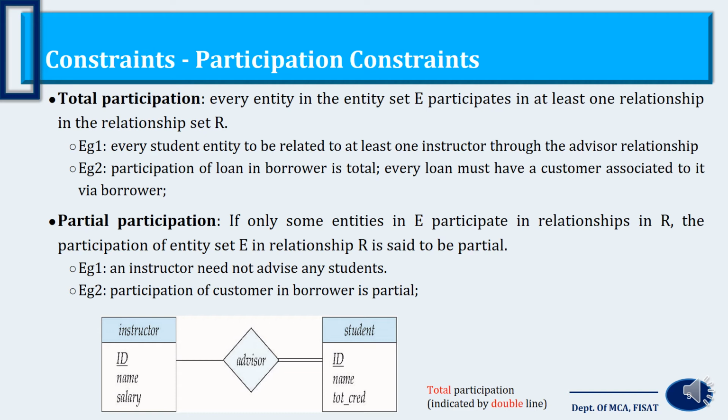Similarly, participation of a loan in borrower. Every loan must have a customer associated to it via the relationship borrower. For every loan account, there should be a customer, right? So that relationship is also a total participation.